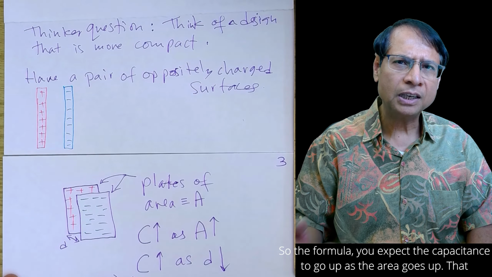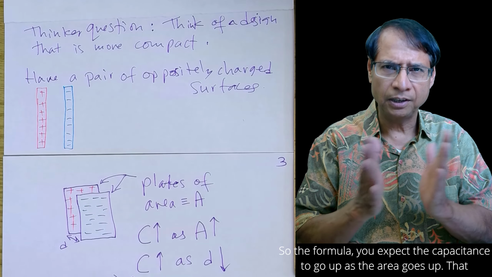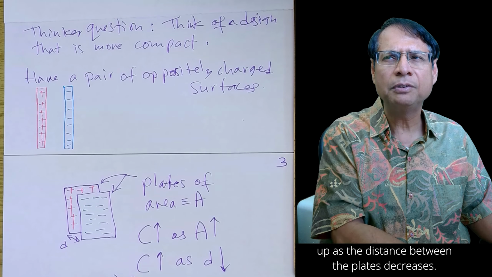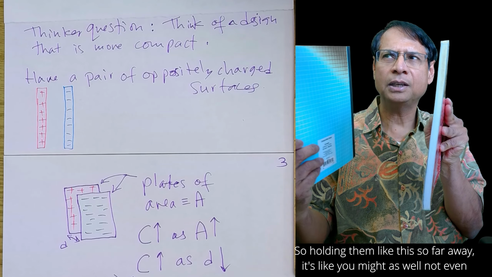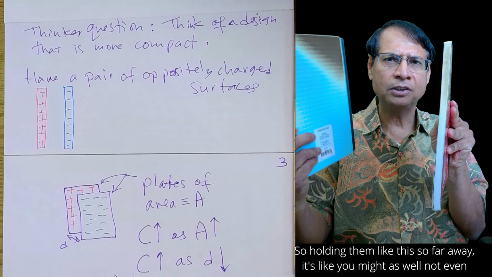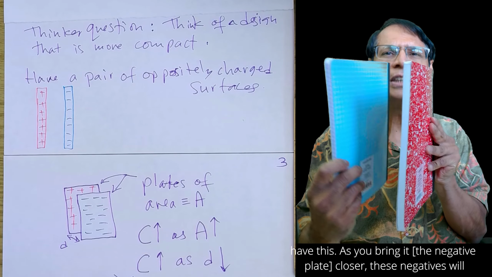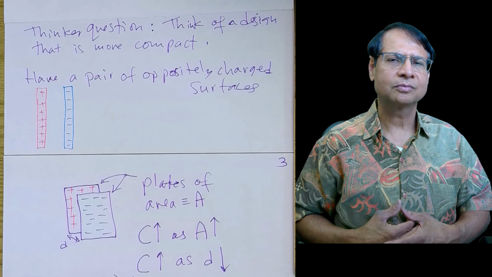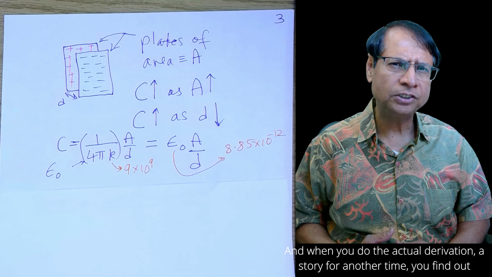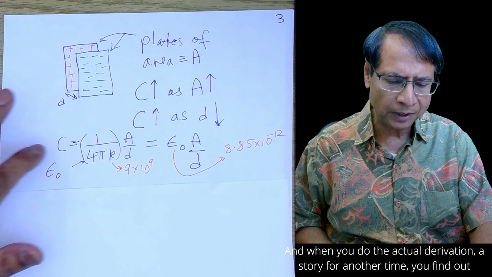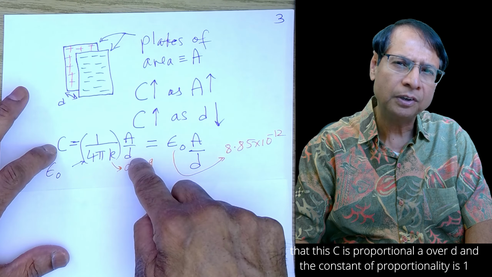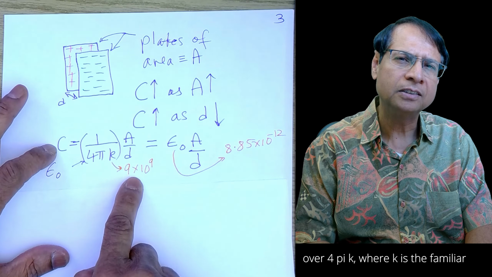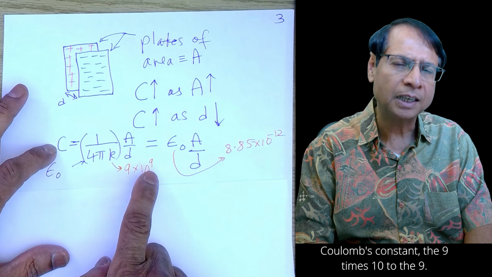So the formula, you expect the capacitance to go up as the area goes up. That one is obvious. But also the capacitance will go up as the distance between the plates decreases. So holding them like this so far away, it's like you might as well not even have this. As you bring it closer, these negatives will reduce the repulsion of those positives and hold them in place. And when you do the actual derivation, a story for another time, you find out that this C is proportional to A over D, and the constant of proportionality is 1 over 4 pi K, where K is the familiar Coulomb's constant, the 9 times 10 to the 9.